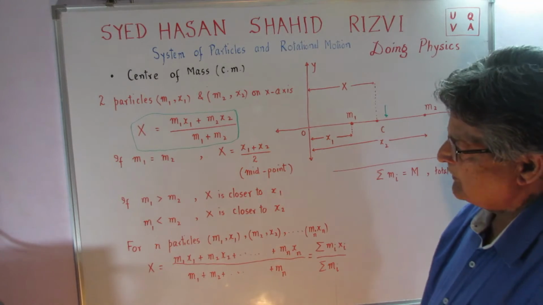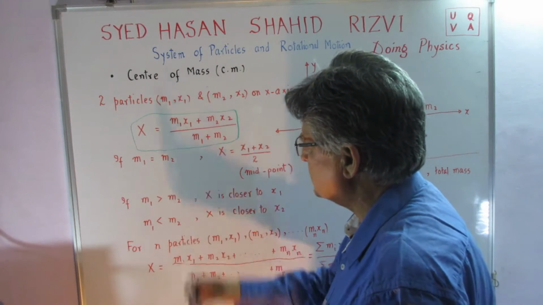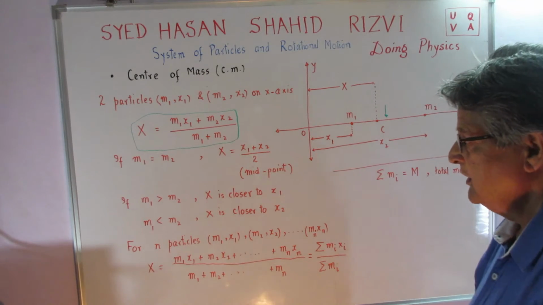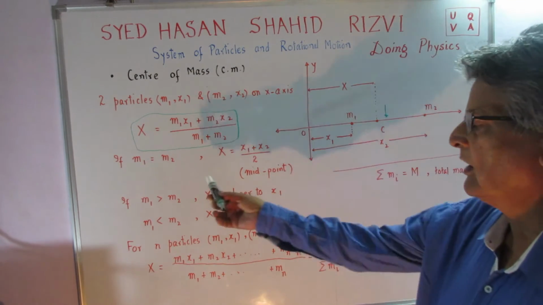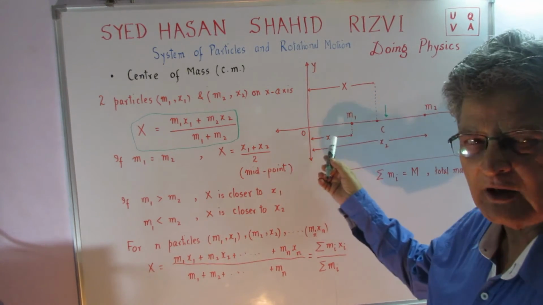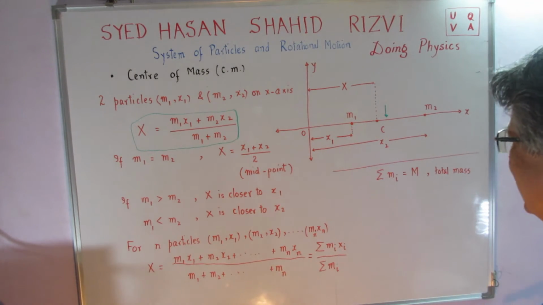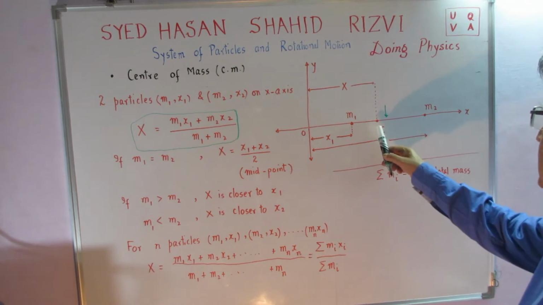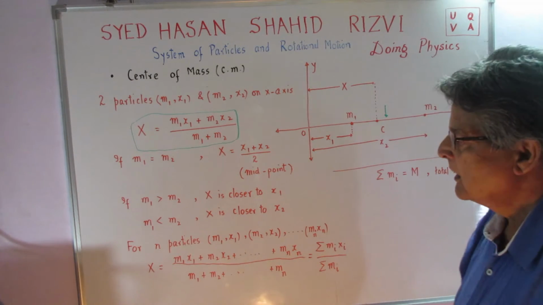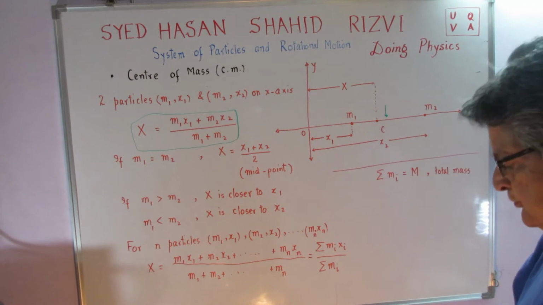Now, if we work the same mathematics and see that m1 is greater than m2, then you think, and you take some numerical values to prove it, that x is closer to x1. It will be on this side. Otherwise, if m1 is less than m2, then the center of mass will shift towards m2. It will be closer now to x2. We can draw a parallel.